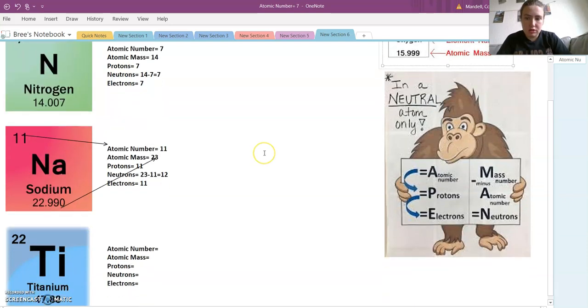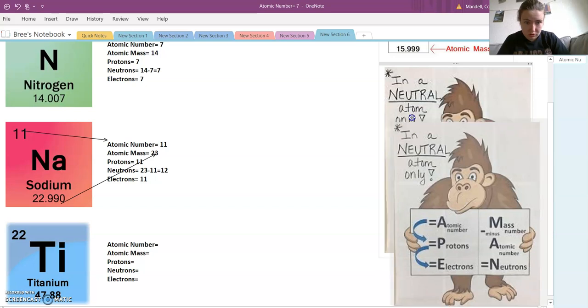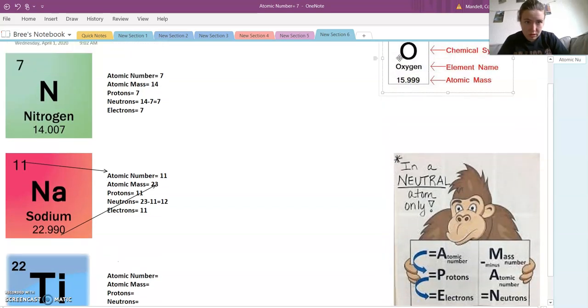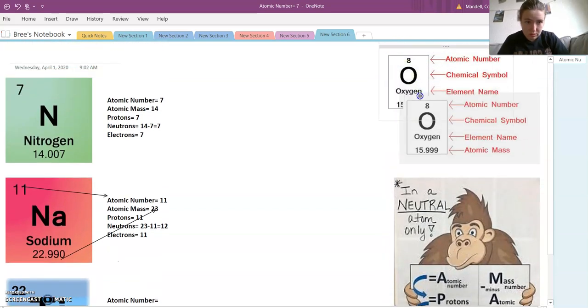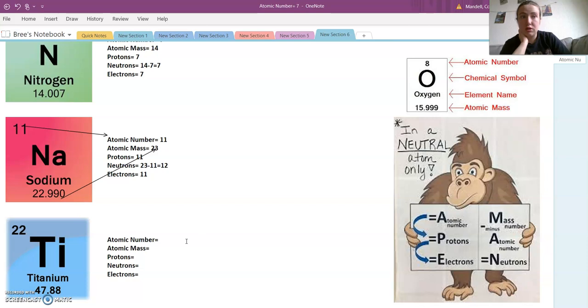So, let's do this last one, titanium. I'm going to drag these little pictures down so we can still look at them. Alright, so titanium's atomic number. Take a minute, answer these for yourself, and then check with my answers.